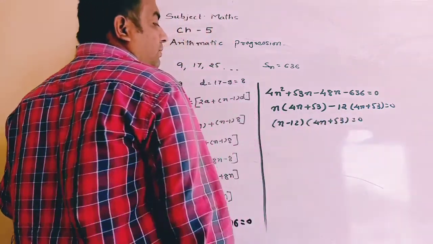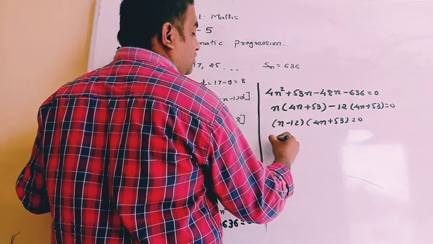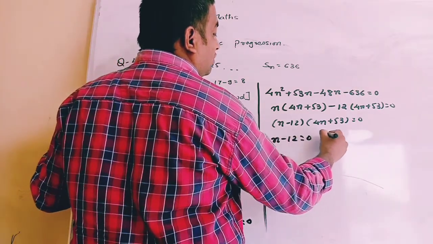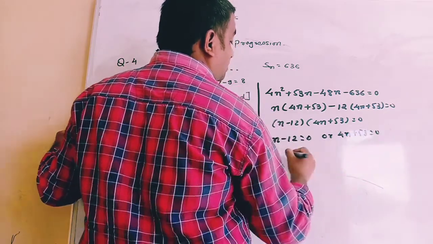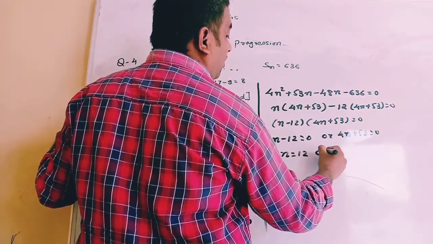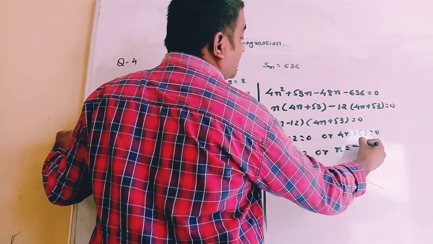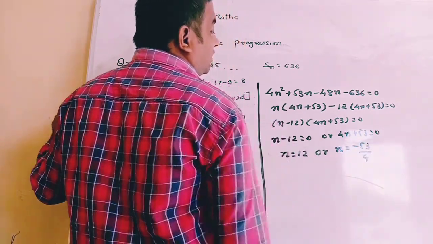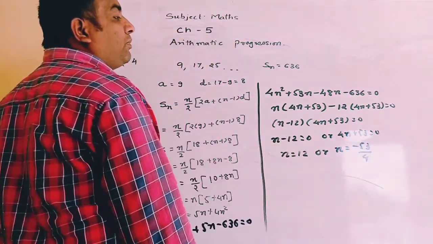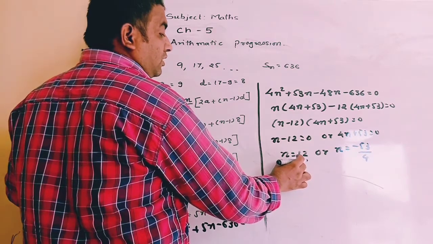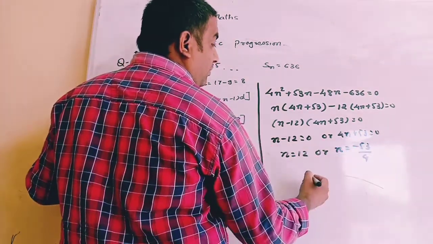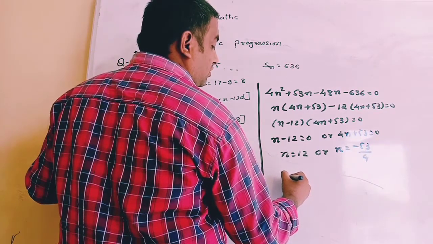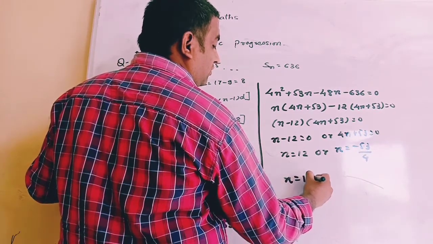So the multiplication of two terms is 0, so one of them is 0. So n minus 12 equals 0, or 4n plus 53 equals 0. So n equals 12, or n equals minus 53 by 4. So n is the term number, and the term number is always a positive natural number. So n equals minus 53 by 4 is not possible, and so n equals 12.